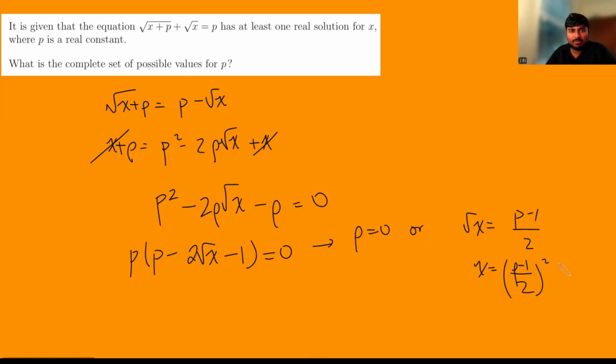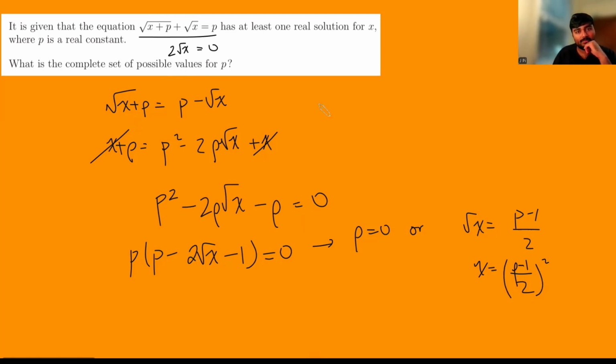Okay, cool. But we do just need to check that these give us solutions. So if p equals 0, does this equation have a solution for x? Well, we get root x plus root x, that's 2 root x, equals p, which is 0. And that obviously has a solution x equals 0. So that means p equals 0 is good. It should be part of our answer. Okay, sorry, what if x equals (p minus 1 over 2) squared?